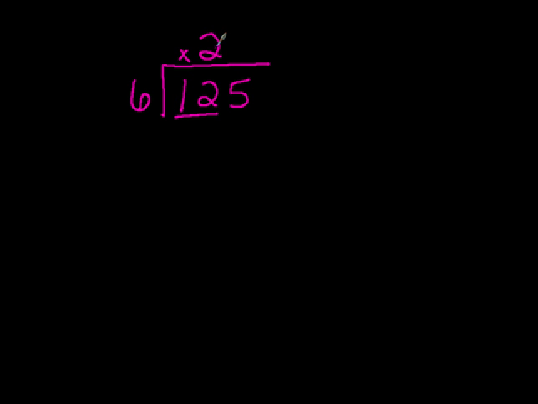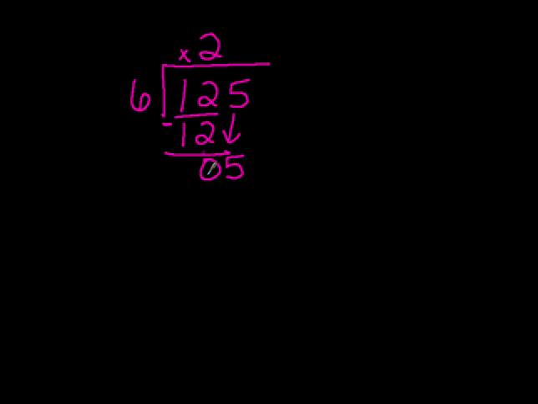Now, once we get our number up top, we multiply. 6 times 2 is 12. We put our number below, and then we subtract. 12 minus 12 is 0. But I have another number hanging out right here that needs to come down. 5. 6 does not go into 5.